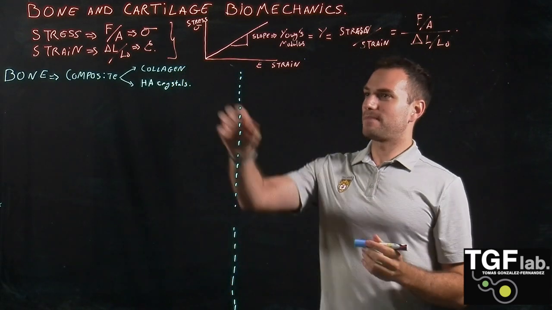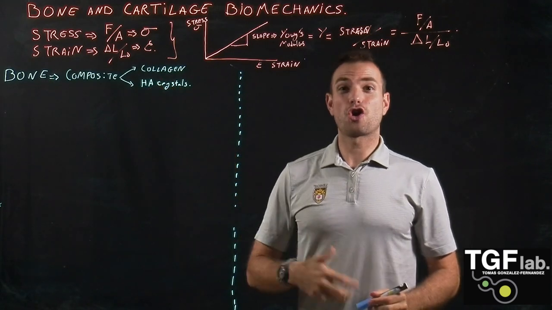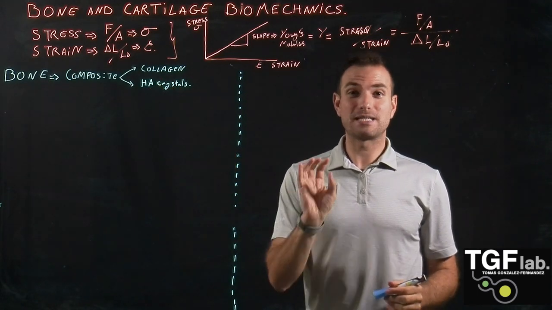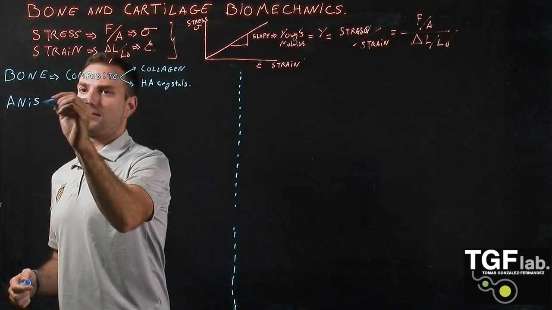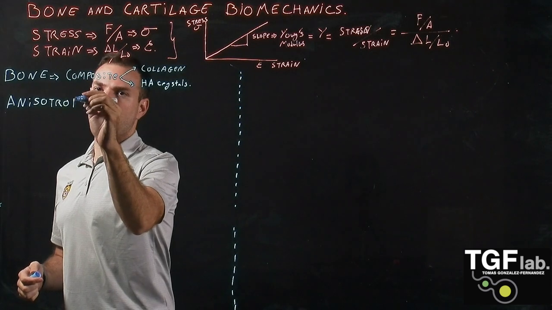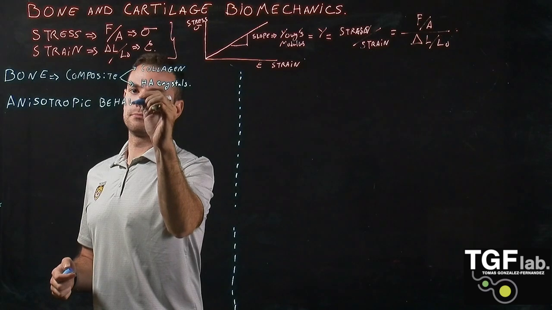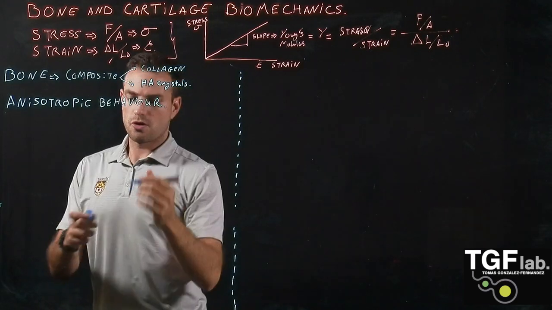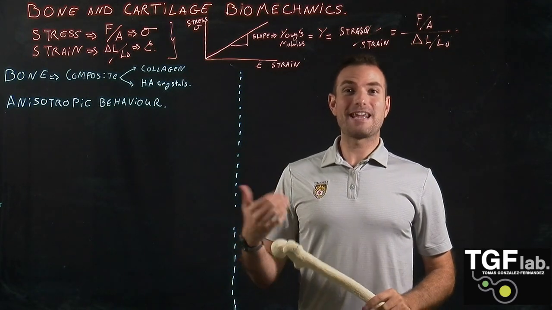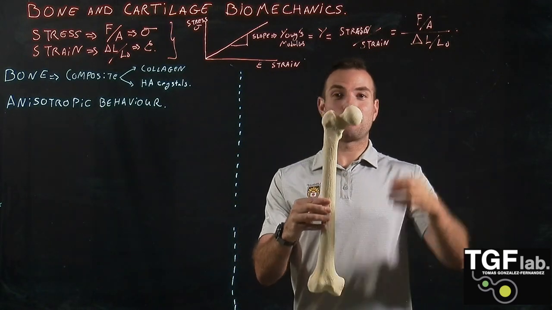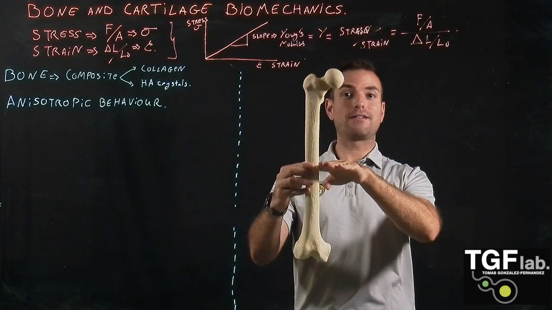So this difference in composition, the collagen and the hydroxyapatite crystals together, is going to give bone a really specific behavior, which is an anisotropic behavior. This means that the behavior of the bone is going to be different if we apply force to the bone in the longitudinal direction or in the radial direction, okay?